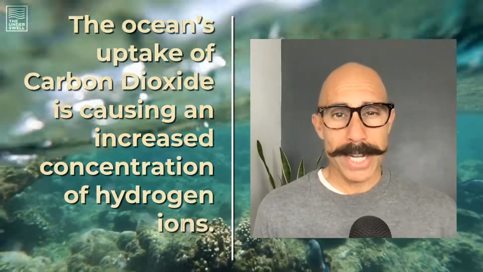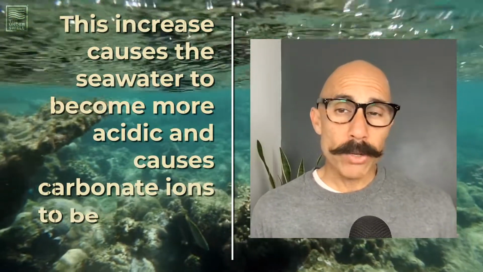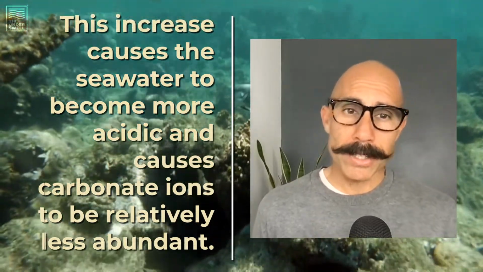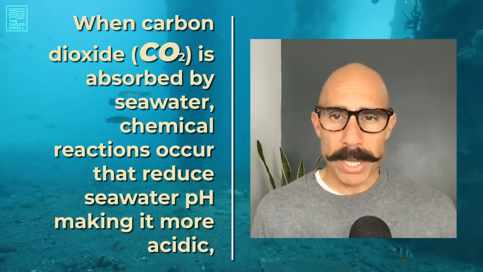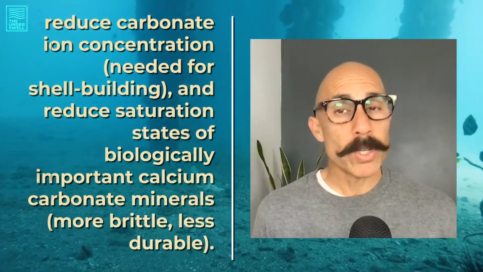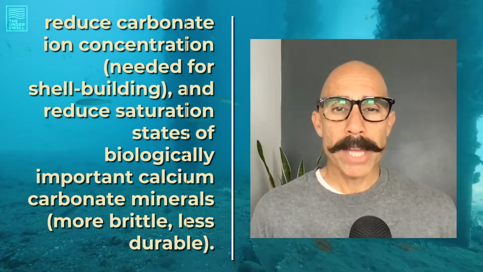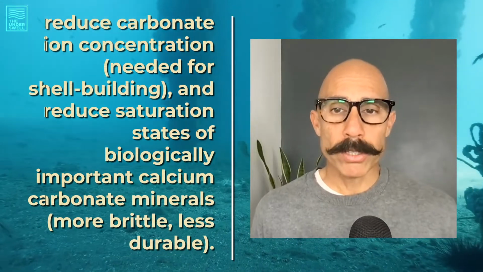So in simple terms, the ocean's uptake of carbon dioxide is causing an increased concentration of hydrogen ions. And this increase causes the seawater to become more acidic and causes carbonate ions to be relatively less abundant. When carbon dioxide is absorbed, chemical reactions occur, reducing that balance, the pH balance. That acidity reduces carbonate ion concentration, which is needed for shell building, and reduces saturation states for biologically important calcium carbonate minerals, making them more brittle, less durable.